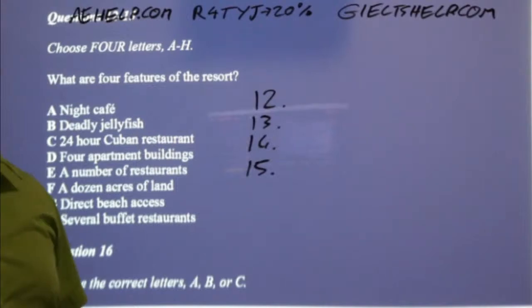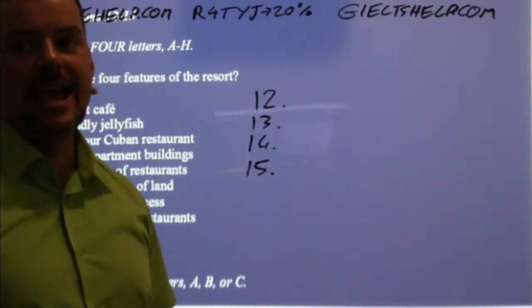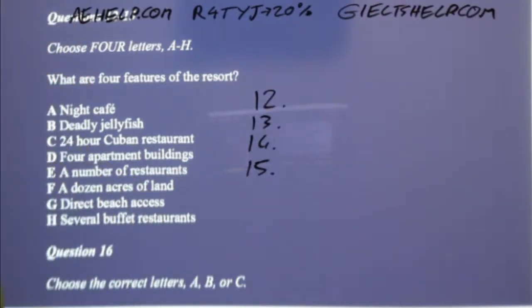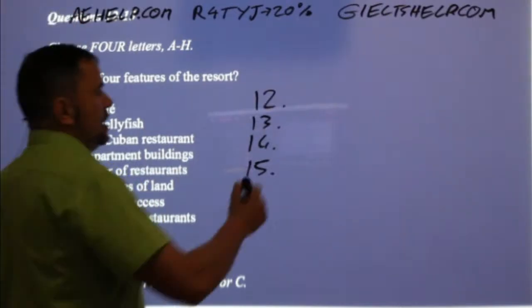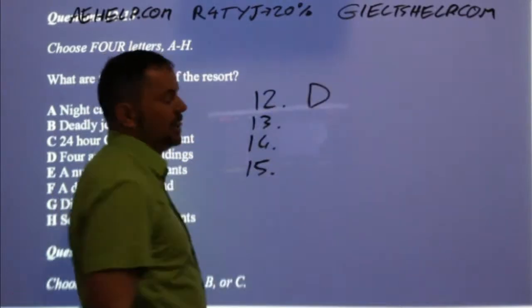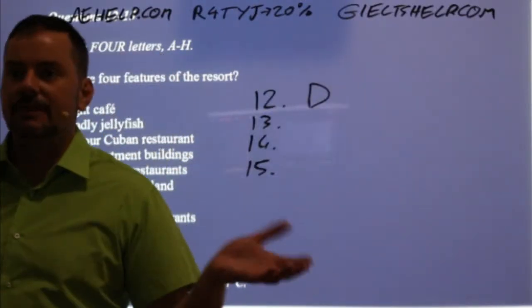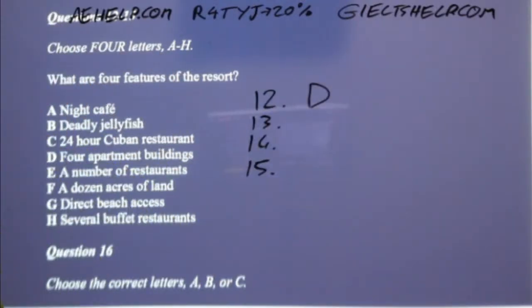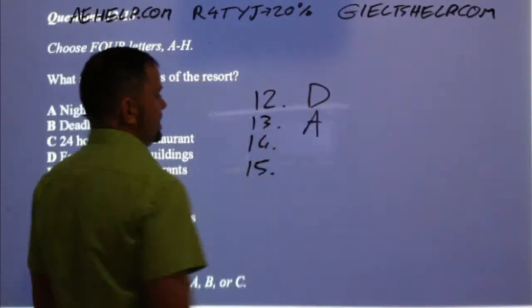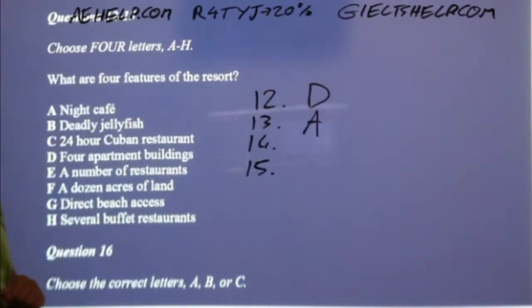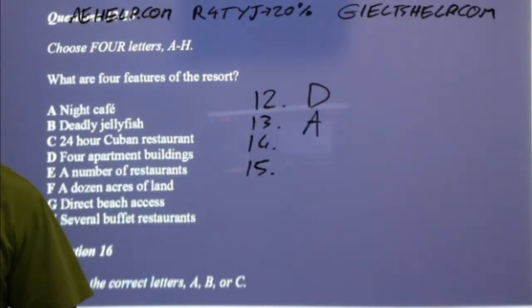So Jack Patel says it's B-D-A-H. Rahim says it's D-H-G-A. Yeah, the four apartment buildings for sure, right? She says, oh, we have four buildings, A and B on your left and C and D on your right. So that was correct for sure. A lot of you are saying A. That's fantastic. Yeah, the resort has a night cafe. She says there's a night cafe. So a night cafe is definitely one of them.